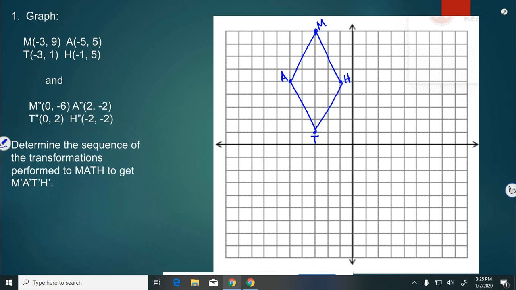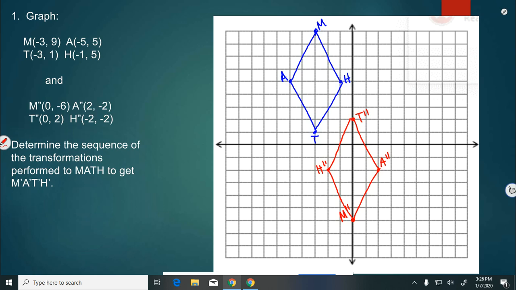Those 2 apostrophes are what we call primes when we're talking about transformations. So now we have (0, -6) for M double prime. So we stay at 0 and go down 6. Then (2, -2), right 2, down 2 for A double prime. Then (0, 2), stay at 0, up 2 for T double prime. And (-2, 2), so left 2, down 2 for H double prime, giving us a figure that looks much like the first, but in a different position.